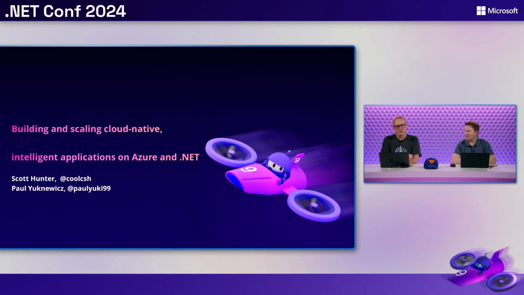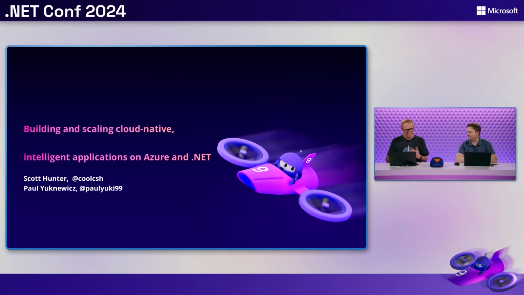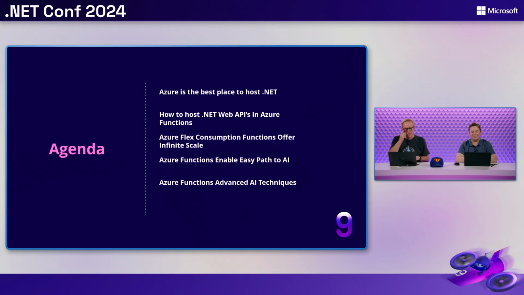All right. 2024, .NET 9. Super excited about this. So I'm here with my friend Paul Yuknovich. Hey, everybody. And we are going to talk about building cloud-native applications, and we're going to throw some intelligence in there as well. Yep. Should be a fun way to get started. We're going to talk a little bit about the history of .NET as well. So with that, let's just jump in.